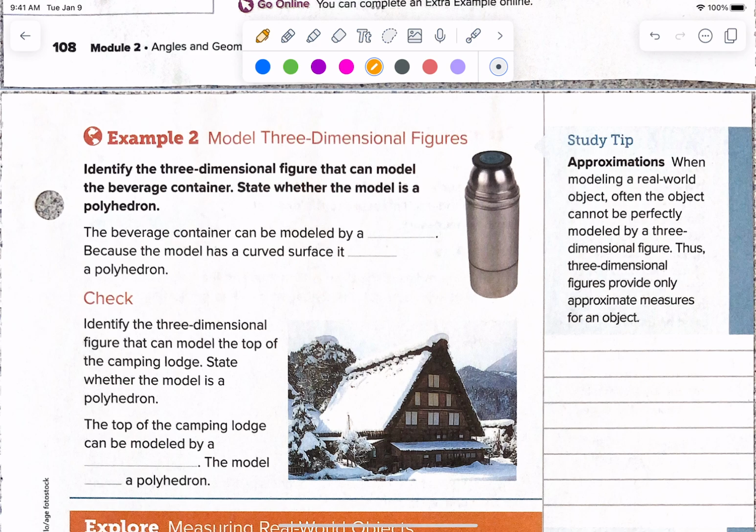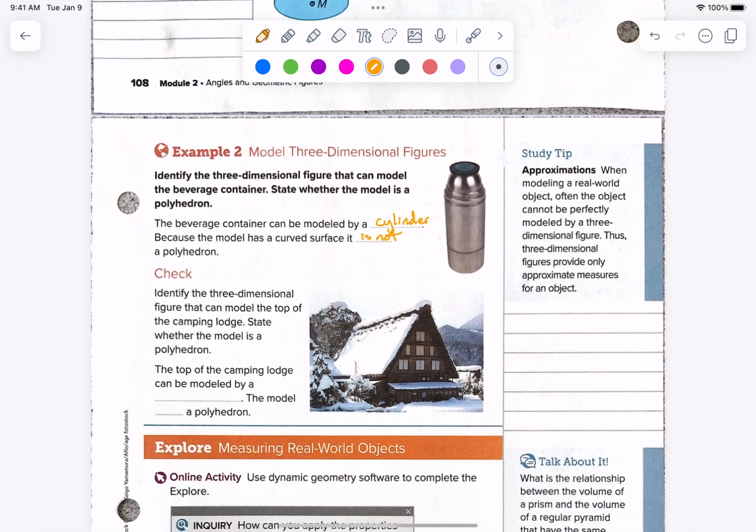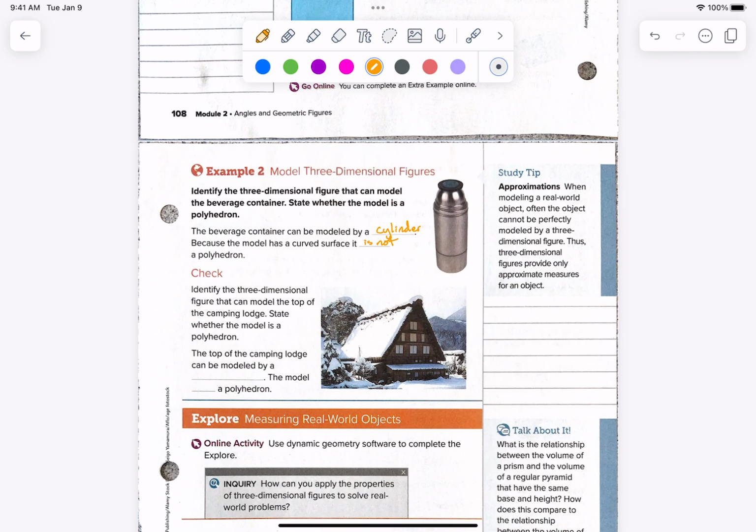Okay? All right, identify the 3-dimensional figure that can model the beverage container and state whether it is a polyhedron or not. What is this container? Not completely, but I think they're going with cylinder, even though the top comes a little bit higher and it's not a complete cylinder. Because the model has curved surfaces, it is not a polyhedron. They could have chosen a way better picture, like a soup can. That's closer to a cylinder, right? Okay, good? Happy with that?